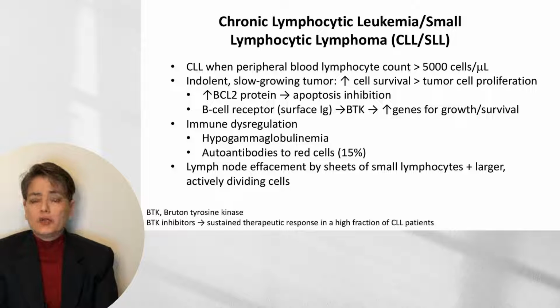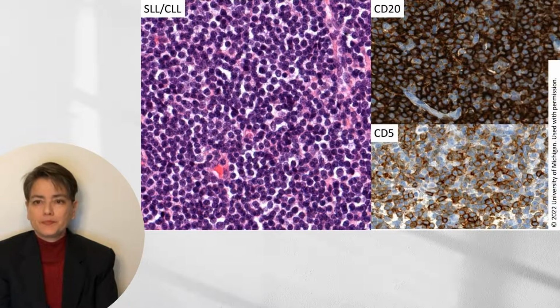I've already alluded to immune dysregulation in CLL/SLL. We can see here autoantibodies to red cells in about 15% of patients, but we can also get a hypogammaglobulinemia, which can result in an increased risk of bacterial infection. Now, what we'll see histologically will be effacement of our lymph node by sheets of small lymphocytes as well as larger actively dividing cells. And it's going to be this diffuse effacement, not that nodular effacement. So I've already shown you an image of this earlier.